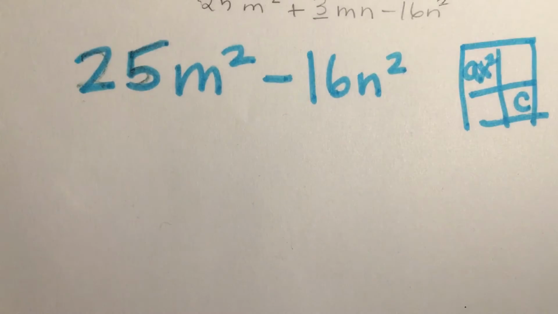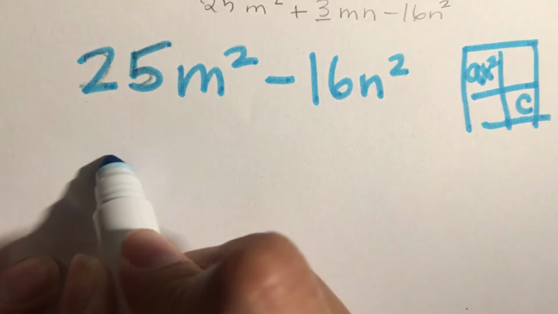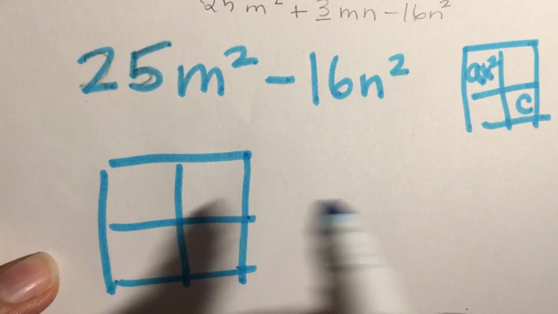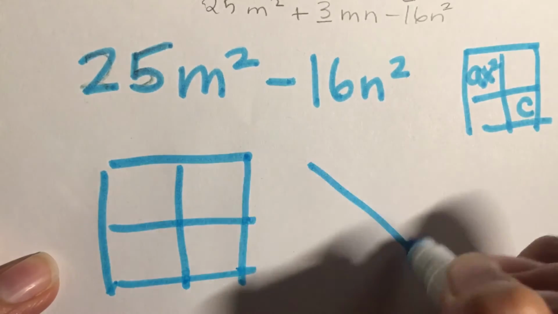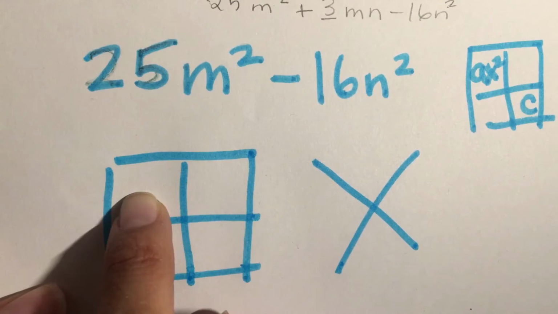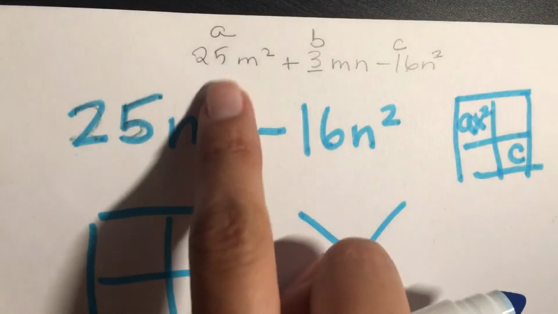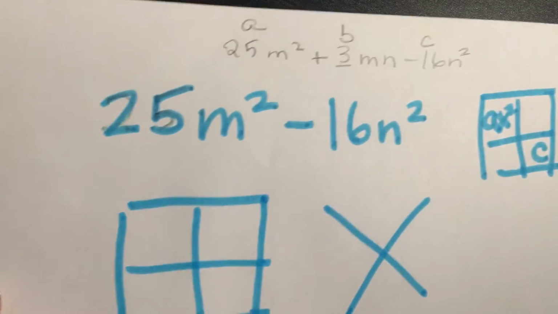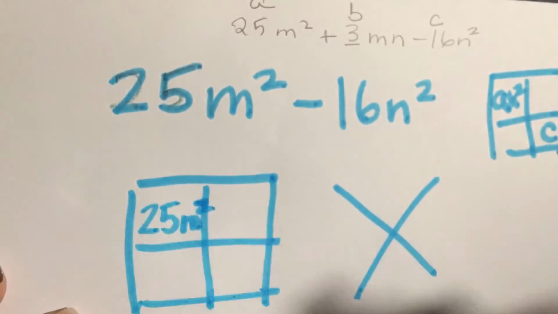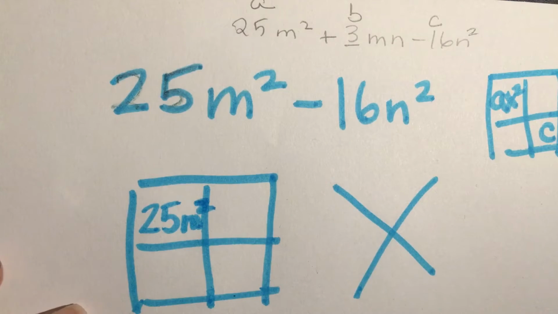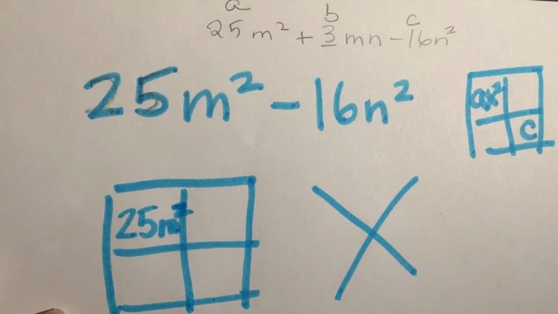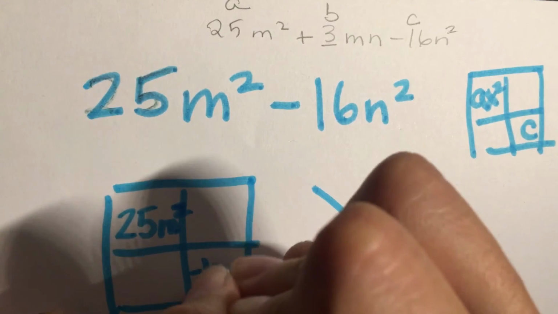So here's what I'm going to do. I'm going to do the box, and when I'm doing the box, I'm doing the box and the diamond. And as I'm doing the box, remember what's going to go here? Our ax squared term. The ax squared is going to be this term right here, the very first one. So I'm going to put 25m squared. And then the c term, which is the very last one, that would be negative 16n squared.